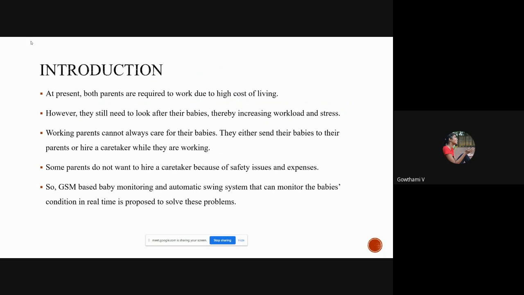Babies need proper care, sleep and attention for their growth and development. Due to work pressure, parents are finding it difficult to spend time with their babies, but they can always rely upon our system. Our system monitors baby orientation, checks if the mattress is wet, detects the baby's cry, and has a few additional features too. With the help of the GSM module, our system sends alert messages to parents whenever necessary.